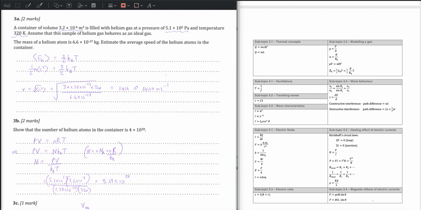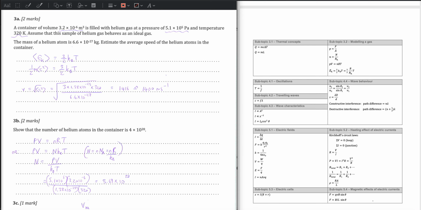For question 3, this is going to be a question on our ideal gases. You can see quite clearly volumes, pressures, temperatures, etc. And it even says the word ideal gas at the end of that first section. So I've got my data booklet ready and waiting. Let's get going for it.